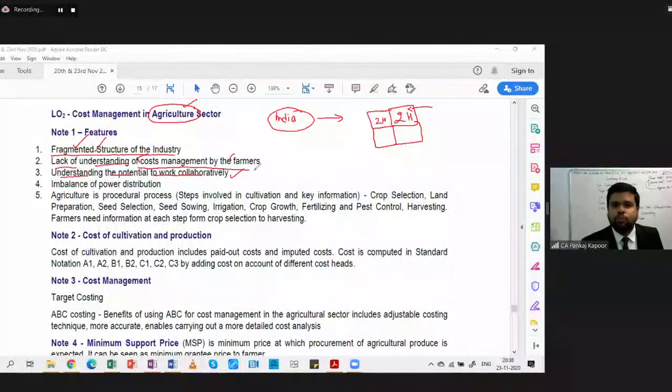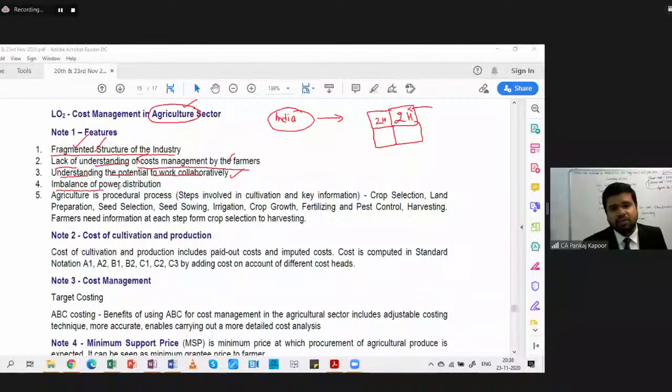Okay. So basically, this point is advocating contract farming. You can say at some level that there is a scope for contract farming. We are not saying that it is beneficial or it is not, but we are saying that there is a scope for contract farming.